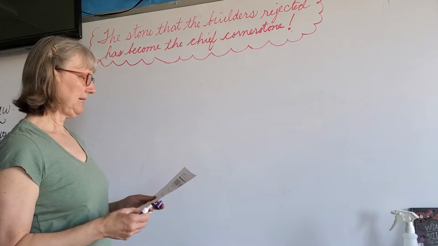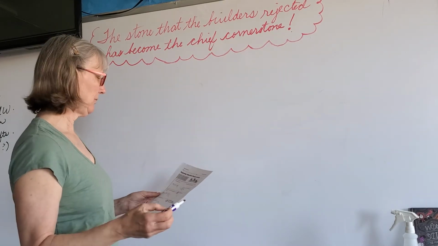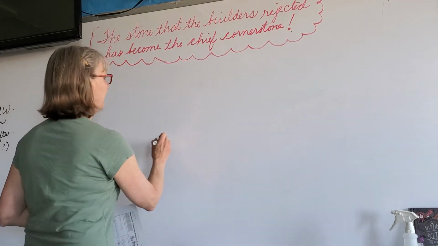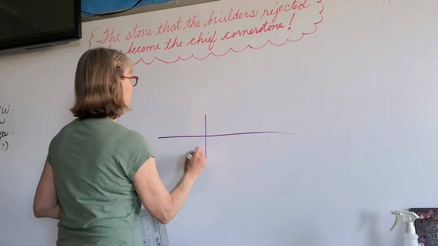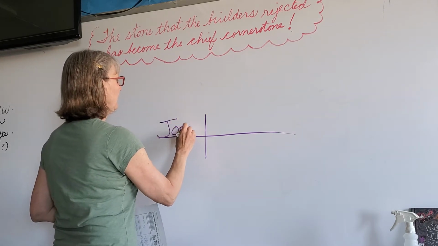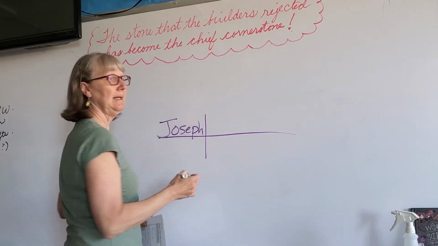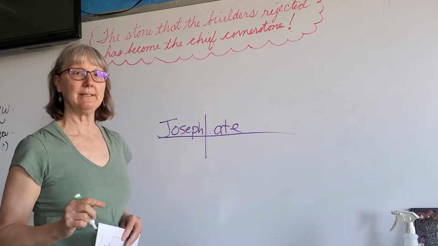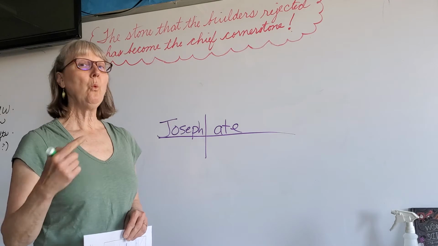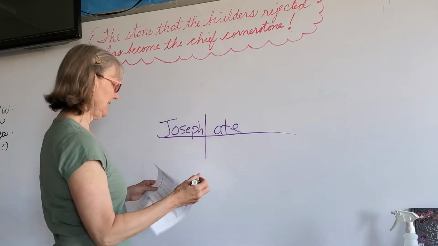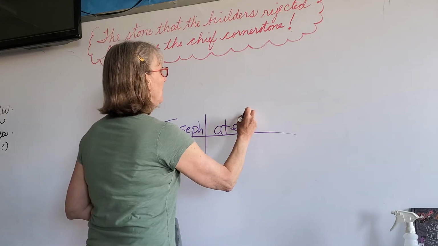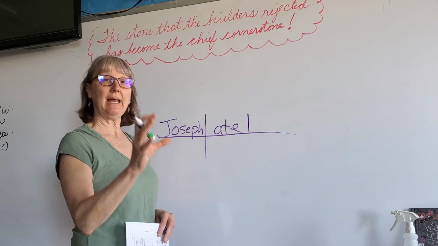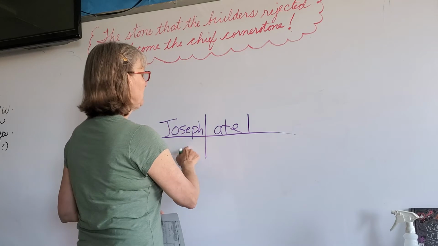So number one, Joseph ate an apple. Let me talk you through it. Joseph ate an apple. We split it. Joseph ate an apple. So our subject is clearly Joseph. What did he do? He ate. Joseph ate. Subject, predicate. But what did he eat? He ate an apple. So apple is our direct object. Remember, you can only have a direct object if it follows an action verb. That's an action verb.